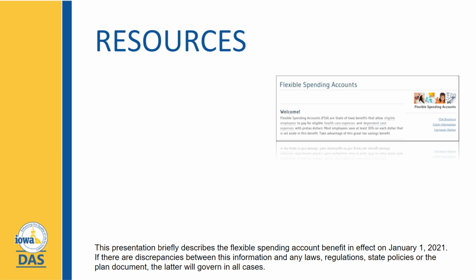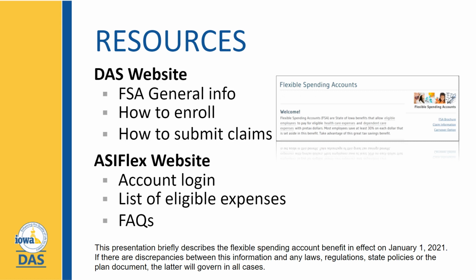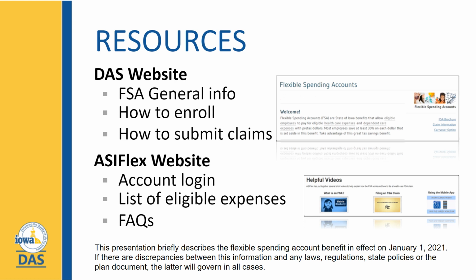You may find additional information about the Flexible Spending Program online on the Iowa Department of Administrative Services website or from your Human Resources Associate. ASI's website has in-depth information including helpful videos, a list of eligible expenses, and FAQs. Once enrolled, you can log into your account on ASI's website to manage your claims and available funds.